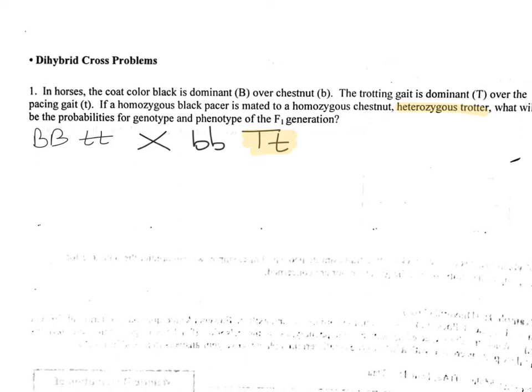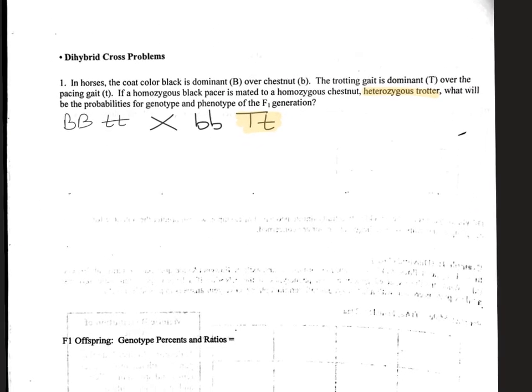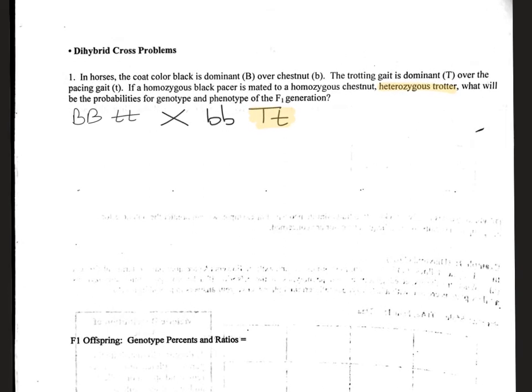If it's a trotter, what are the two possibilities? That's right, big T, or big T, little t. But how do you know it's big T, little t? Because it says what? Heterozygous. All right. What were the probabilities of genotype, phenotype of F1 generation?